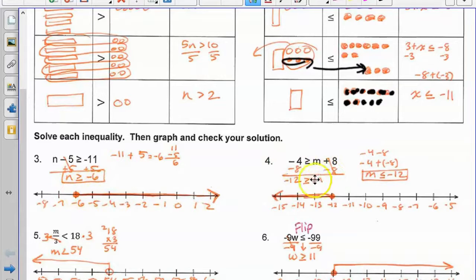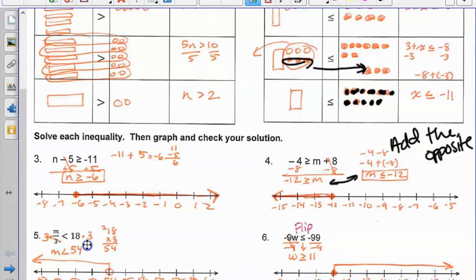Over here, inverse of addition is subtraction. Negative 4 minus 8, add the opposite. Don't forget we add the opposite for our integer rules. So I add 2 negatives, add like normal. We get negative 12 is greater than or equal to m. Or if you want to flip the whole thing, both of these are okay. Right? These both tell me the same thing. So close circle on negative 12, shade to the left.